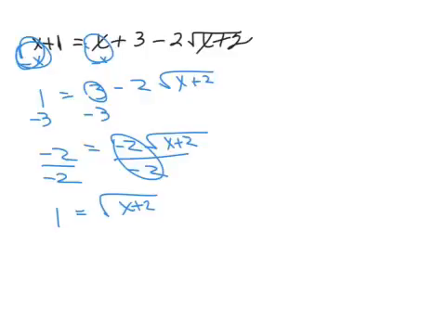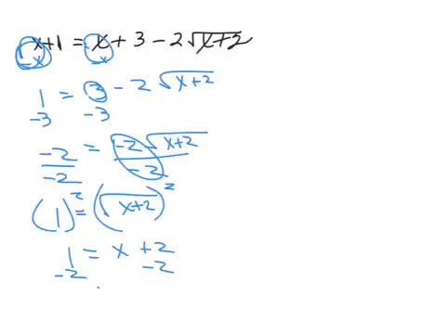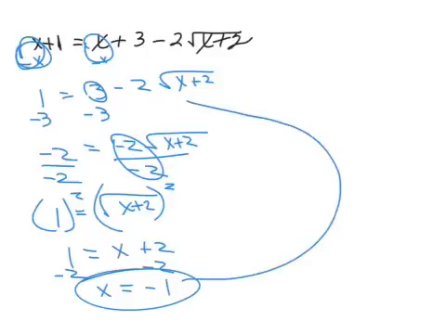Okay, that's isolated. It's all by itself, so it makes it real easy to square both sides. I get 1 equals x plus 2, and subtract 2, and x equals negative 1. That's what I get for an answer there. Alright, now I put it back into this problem, and it works, so we're okay there. Alright, a couple more examples here.